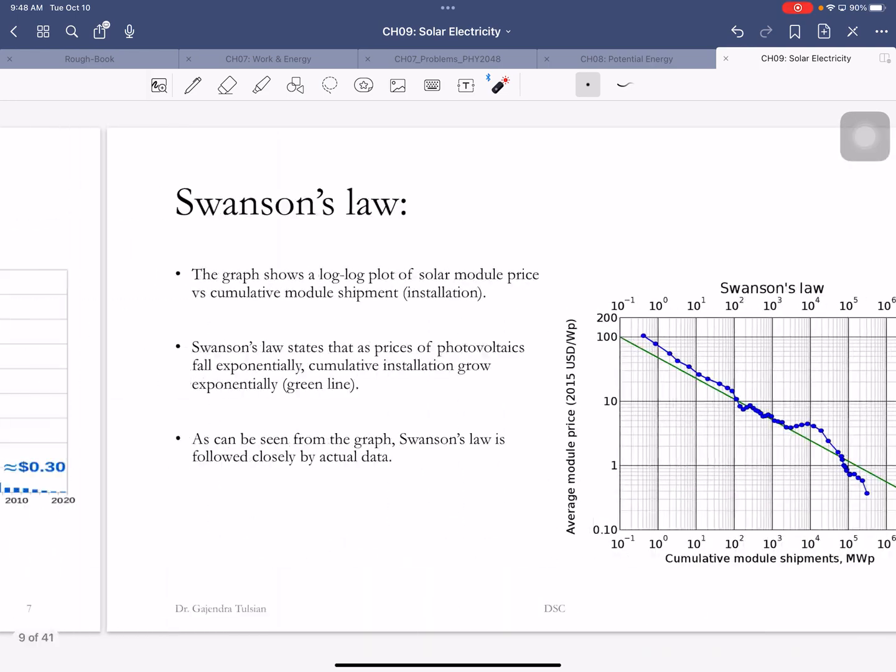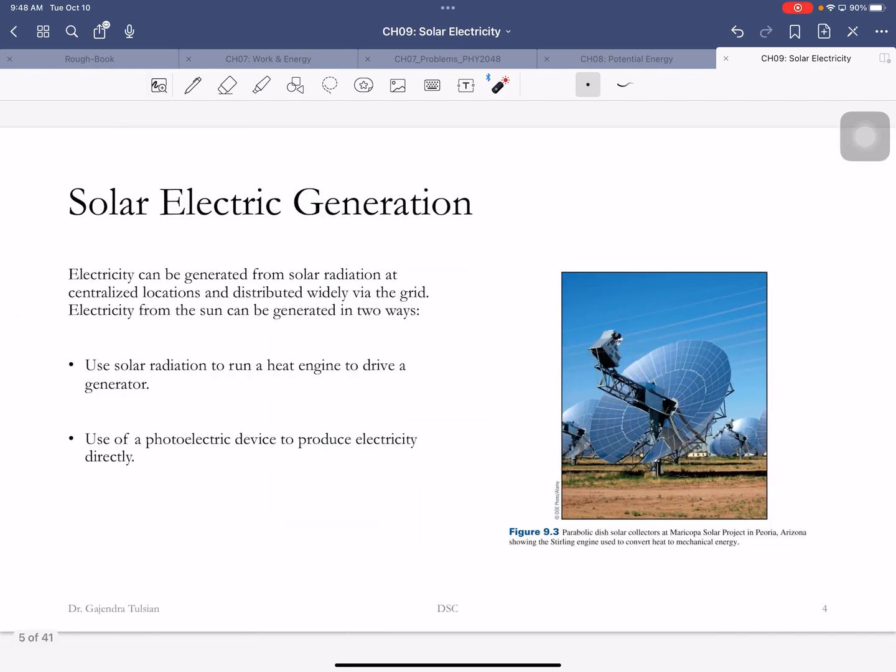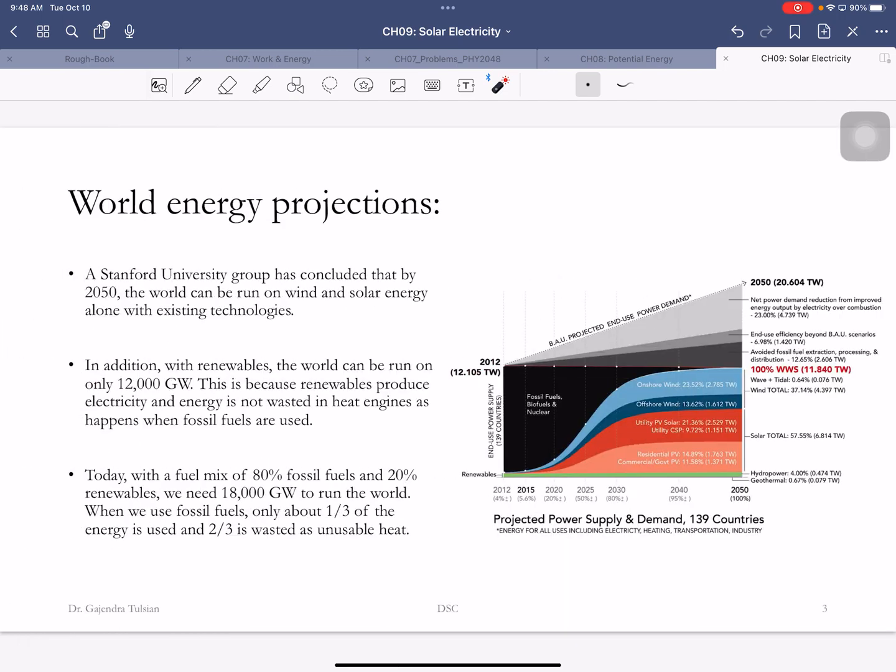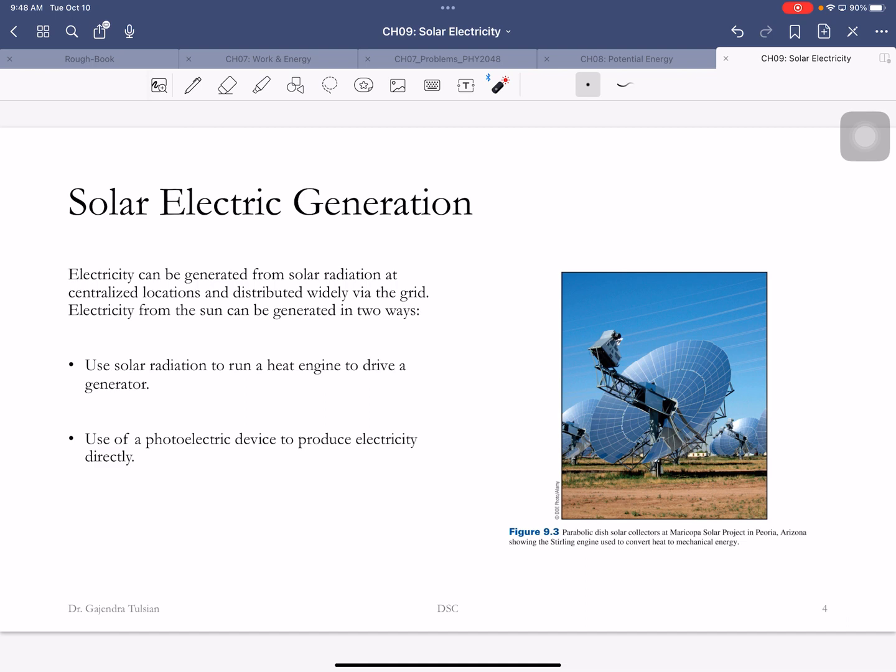So the future looks good for you guys. All right. So again, like I said, this is in Arizona, and you can concentrate sunlight. This is a Stirling's engine, which you can use to turn that piece of wire to produce electricity.